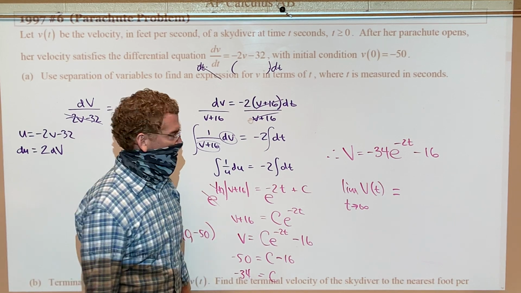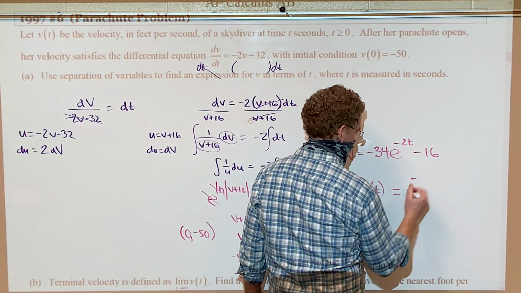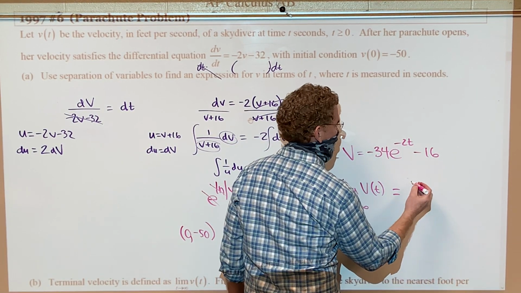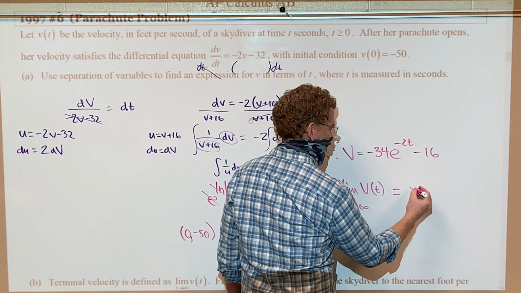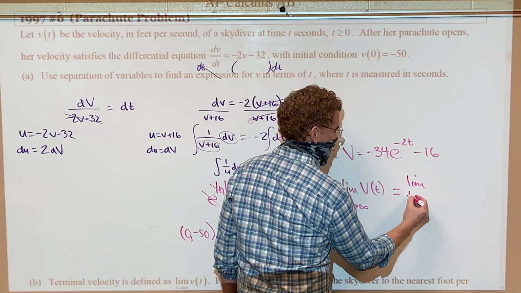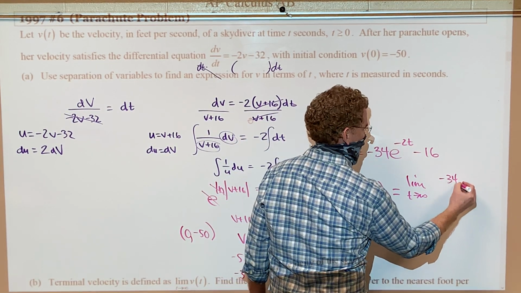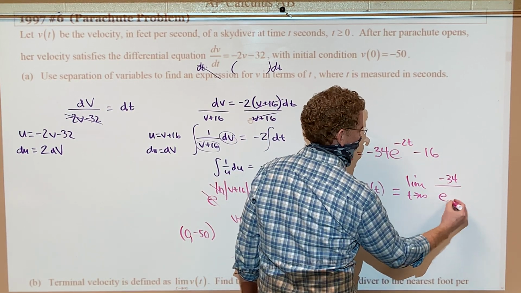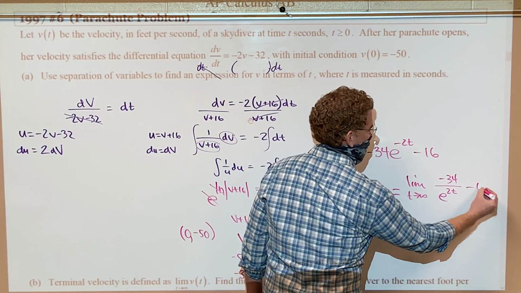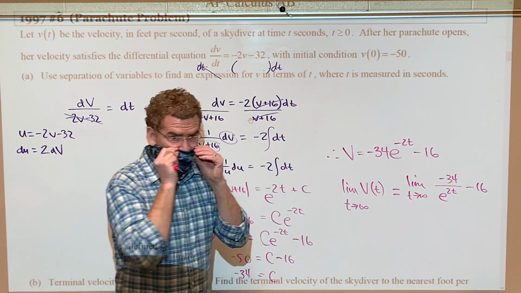Did you rewrite it as negative 34 all over e to the 2t? That's what I would do. I would write this as the limit as t goes to infinity. I don't really like that negative exponent. I know how to deal with it, but I found my students feel better making it a positive exponent. You feel better already? Look at that.